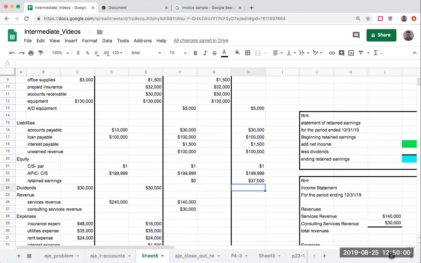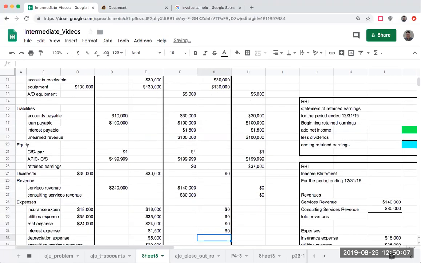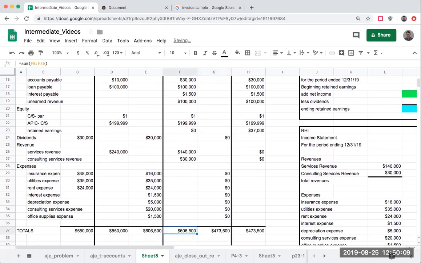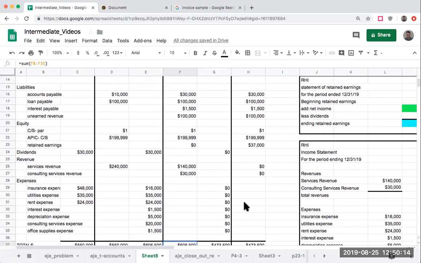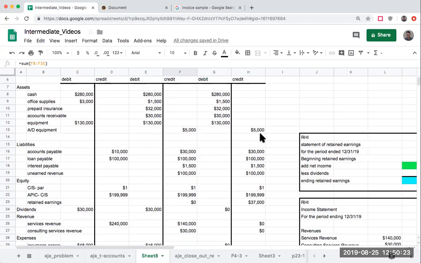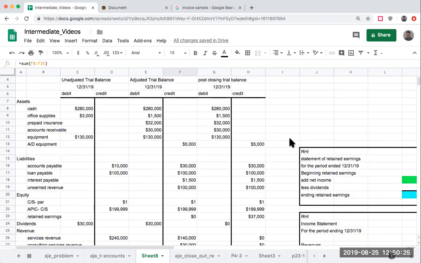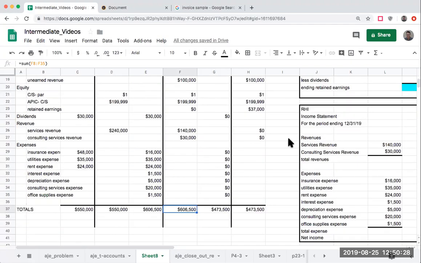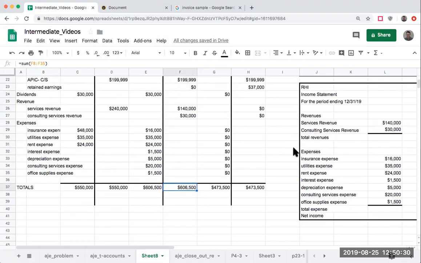So as we go through and look at this here, dividends are 0. My services revenue, my consulting services revenues are all 0. All these expenses have been closed out. And what I'm left with over here are my totals. So this, again, is how we go through and we close out various different accounts. So that's how we make a post-closing trial balance. And now what we are ready to do is to create our balance sheet. So I'm just going to pause real quick and we'll start getting that set up.